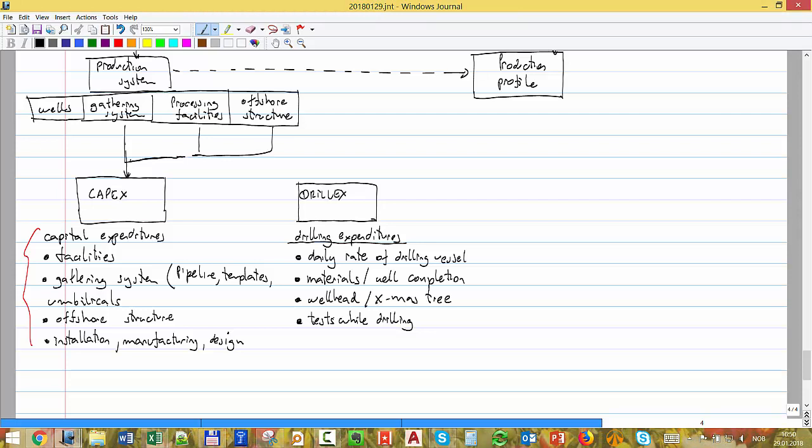The BOP, the company doesn't usually own. The Christmas tree has to stay with the well for the whole life, so that is something you have to buy. The BOP is something that comes from the vessel, you rent it, okay? Unless it's a special size that you have to manufacture. But it's usually something that comes with the vessel, with the contractor.